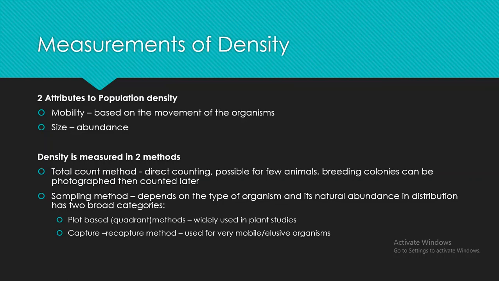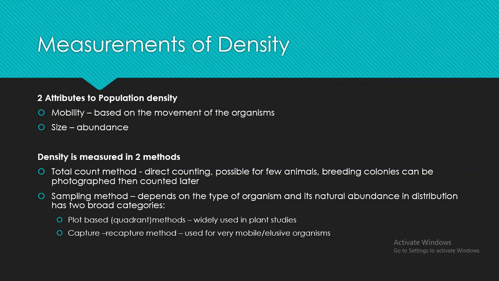So yeah. You have two attributes for measuring population density. First one is the mobility or yung paggalaw ng organism. It is based on movement of the organism. Yung paggalaw na sinasabi is yung pag-move ng population from one place to another. And the size or the abundance of the organisms present in the population.